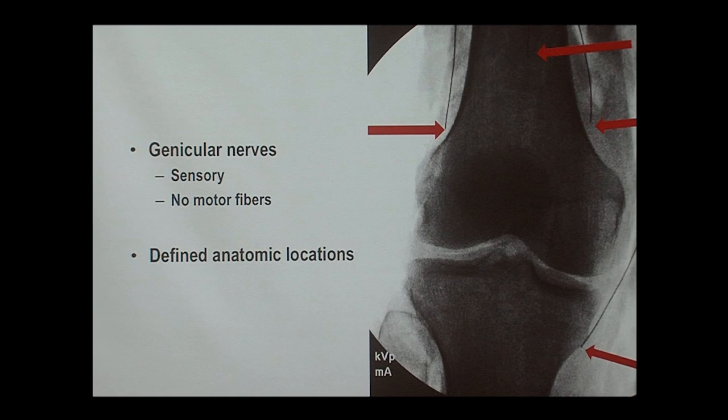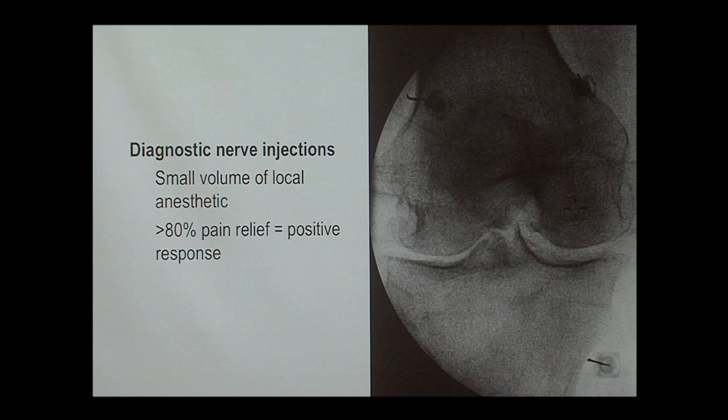So what this is showing here, this is the femur, this is the tibia, and they placed a wire here that's right alongside one of the genicular nerves. So there's one here, there's one here, and there's one here. And what we can do is guide those radio frequency electrodes right to the site of those nerves and disrupt the fibers.